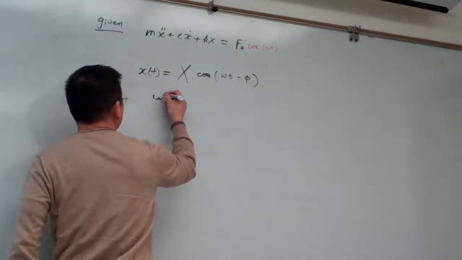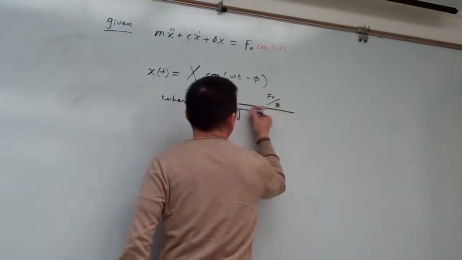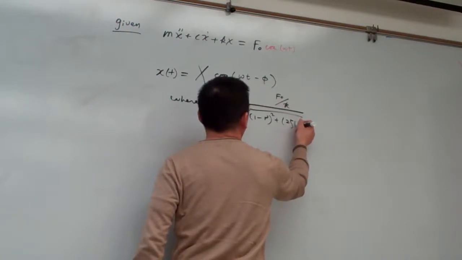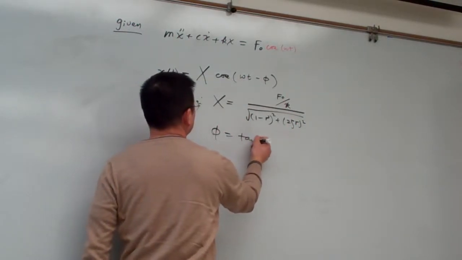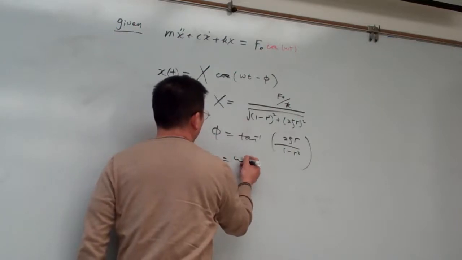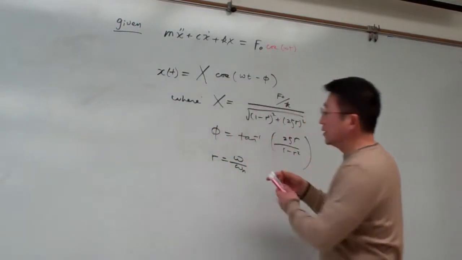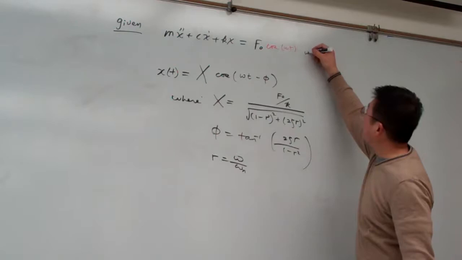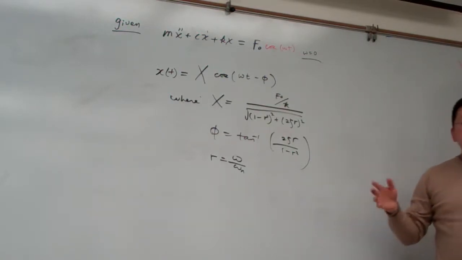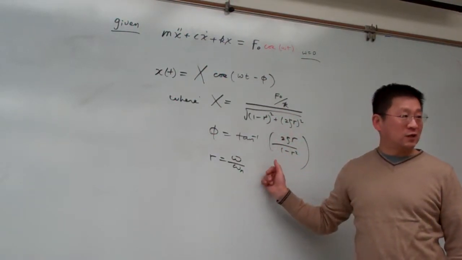And if you remember, we have such a formula: capital X equal to F over k, divided by the square root of (1 minus r squared) squared plus (2 zeta r) squared, and phi equal to arctangent of 2 zeta r over (1 minus r squared), and r equal to omega divided by omega n. We have such a formula, right? And for the constant, for our example here, you simply replace omega equal to 0 in all the calculations, right? Hopefully you still have some memories about this one. It doesn't have to be exact, but we have done this.